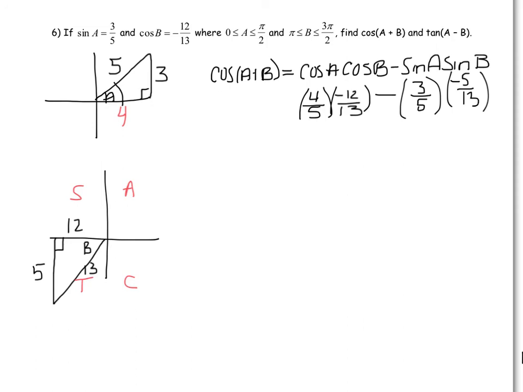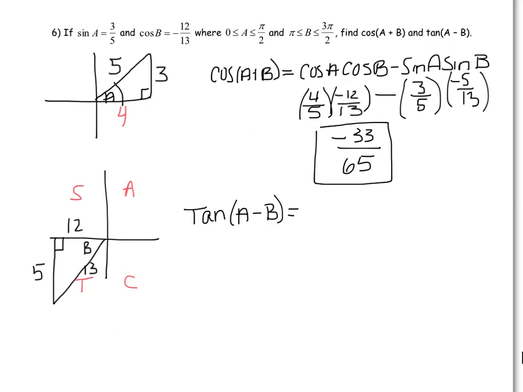So if you put this into the calculator, this whole entire piece right here, just the way you see it, you should get negative 33 over 65. Please check to see that you got that. And then as a homework exercise, please do tangent of A minus B. Use the formula on the front page, and we'll go over it tomorrow.